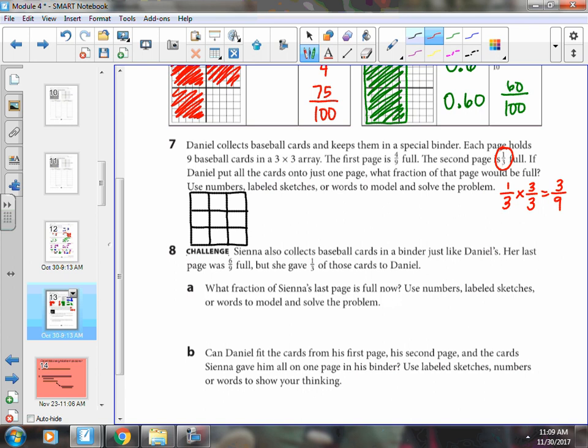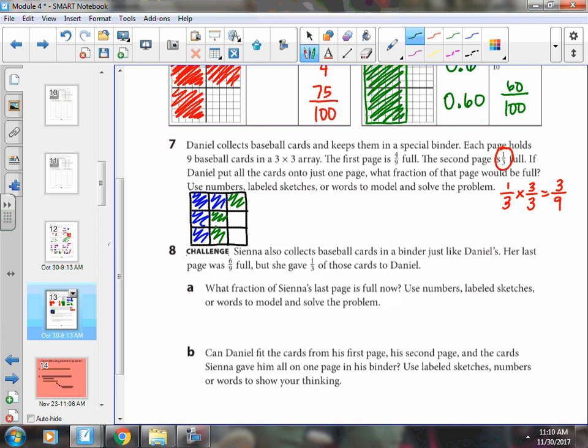Okay, so his first page is 4/9 full. So I'm going to shade in 4/9. The second page is 1/3 full. If he put all of it onto one page, I need to draw in that second page. And I know that 1/3, I just figured out, is 3/9, 3 more cards. So I'm going to shade in 3 more. So he's combining his first page and his second page. And I can see that all together, 4/9 plus another 3/9, which is 1/3, is going to equal 7/9.